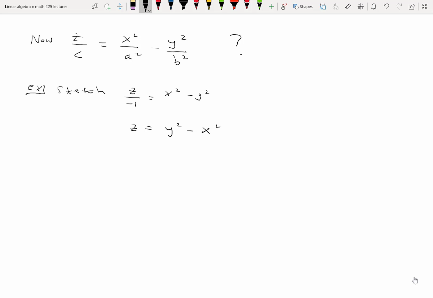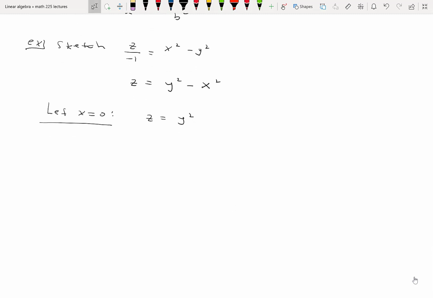So I want to look at traces, a trace in the plane, not z equals 0, but x equals 0. X equals 0, the YZ plane. So I'm going to get z equals y squared. What does that look like? It's a parabola that opens up. Okay, so let's do that. Same old parabola that opens up that we've looked at tons of different times.